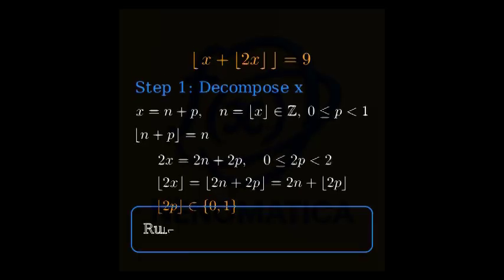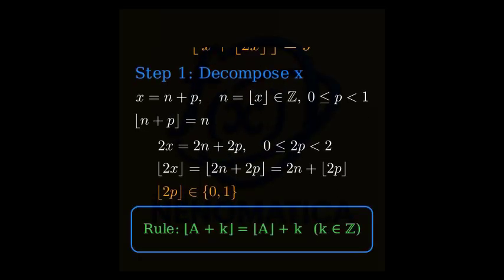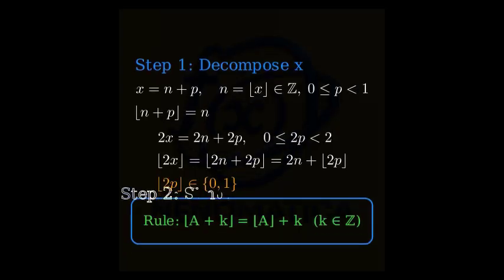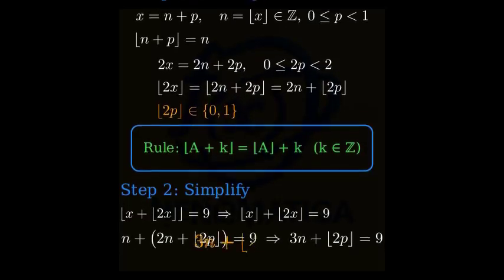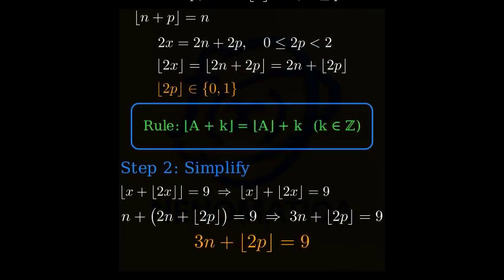Step 2. Use the rule floor of a plus k equals floor of a plus k when k is an integer. Here, floor of 2x is an integer. So floor of x plus floor of 2x equals 9. Substituting our expressions gives n plus 2n plus floor of 2p equals 9. That is 3n plus floor of 2p equals 9.